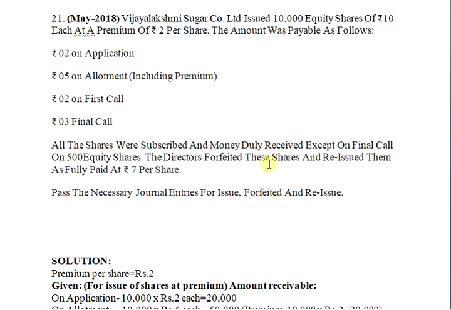So the directors forfeited the shares and reissued them as fully paid at 7 rupees. Again they are reissuing at what price here? 7 rupees. Pass the necessary journal entries for issue, forfeiture and reissue.